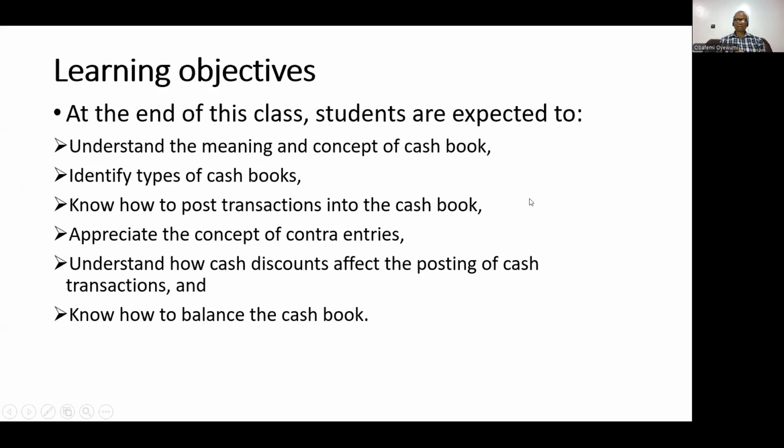At the end of this class, students are expected to have a good understanding of the meaning and concept of cash book. They are also expected to identify the types of cash books, post transactions with cash book, appreciate the concept of contra entries, understand how cash discount affects postings of cash transactions, and know how to balance the cash book. So join me as we continue. Let's start with the meaning of cash book.